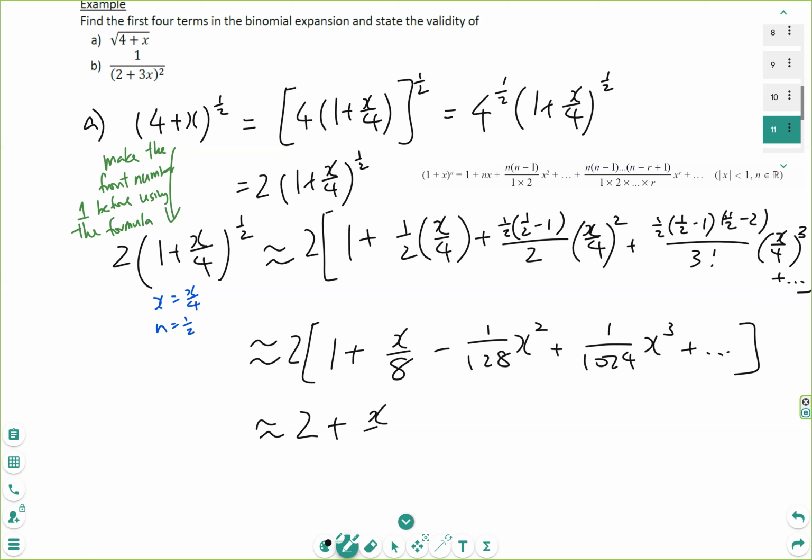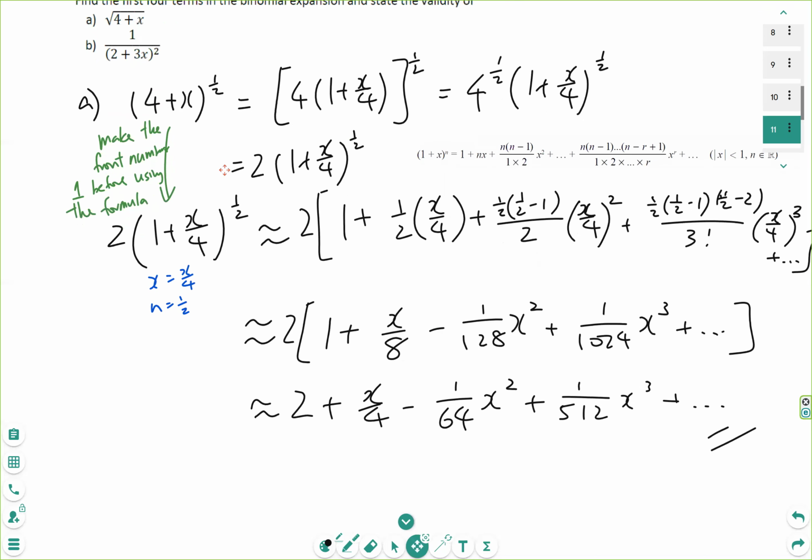2 times x over 8 is x over 4, minus 1 over 64 x squared, plus 1 over 512 x cubed, plus dot dot dot. Okay, that's the expansion. If you're happy with this, it's your turn. Part B, I'm going to set you up.